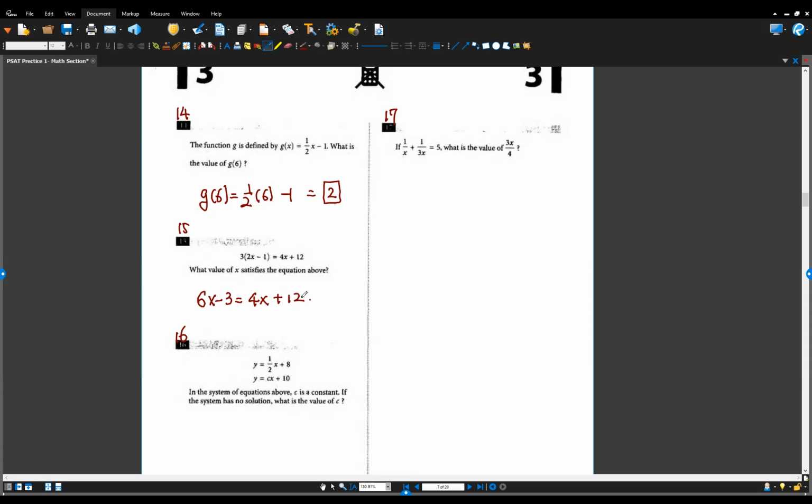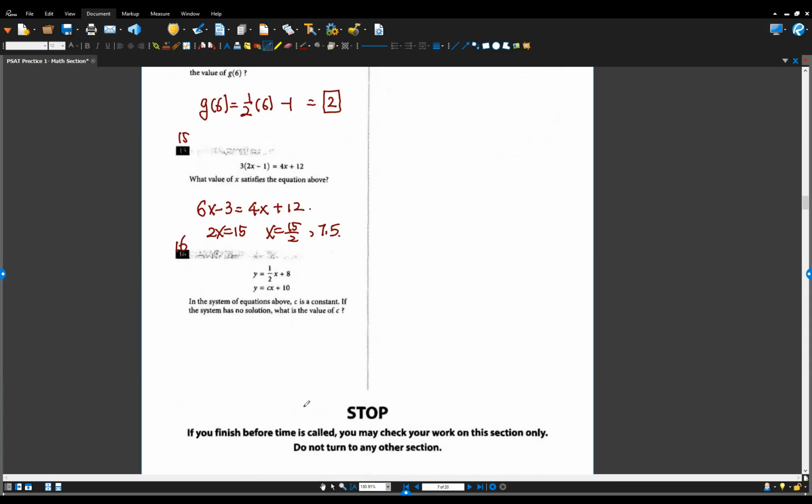The answer is 15/2. Yeah, 15/2, right? 2x equals 15. We know that x equals 15/2 or 7.5. Okay, try number 16. So we have a system of equations.